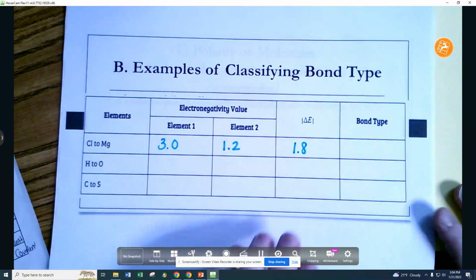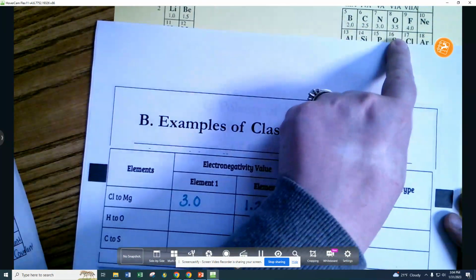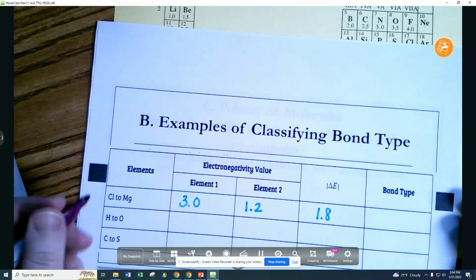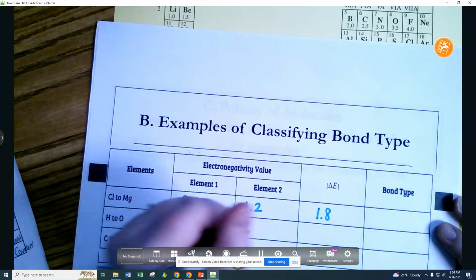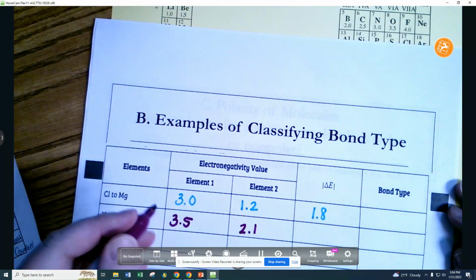In the next one, if you were looking at the individual bond between a hydrogen and an oxygen, what we're going to do is find their individual electronegativities. Oxygen is greater with 3.5. Hydrogen has 2.1. The difference there, if I subtract that out, looks like it'll be 1.4.